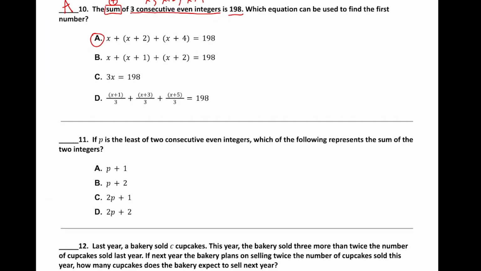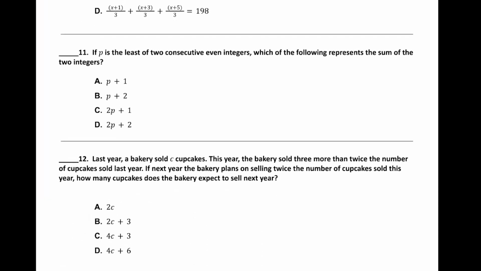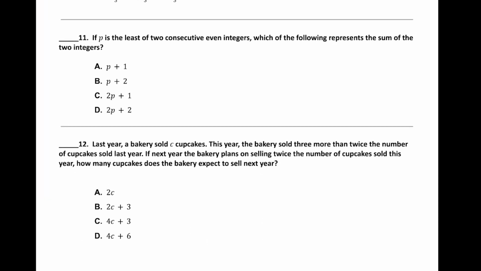Number 11 says the least of 2 consecutive even integers. So again, we've got this whole consecutive even integers thing. So if P is the smallest one, which of the following represents the sum of the 2 integers? So we're adding them up. So if the first one or the smallest one is P, then the next one needs to be P plus 2. And if we simplify this, we can combine like terms. P plus P is 2P. So we get 2P plus 2. Our answer is D.